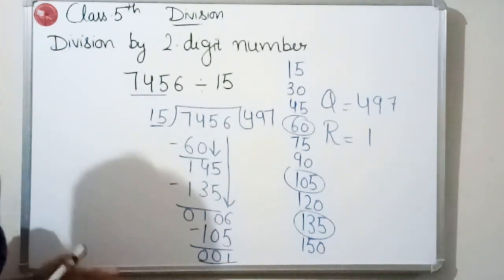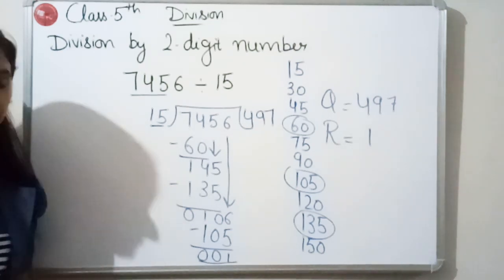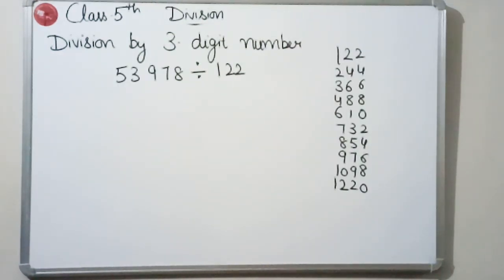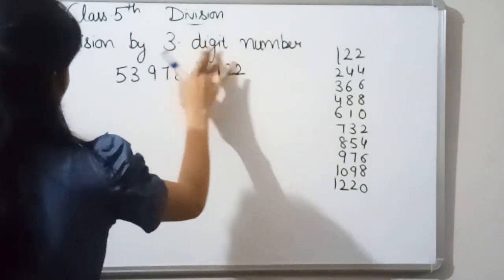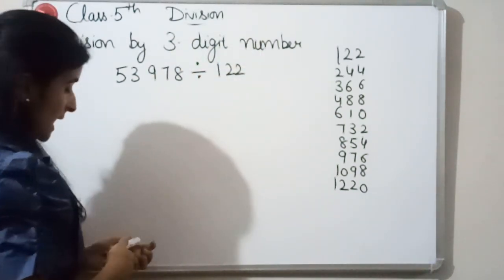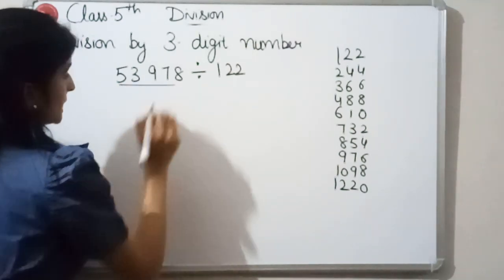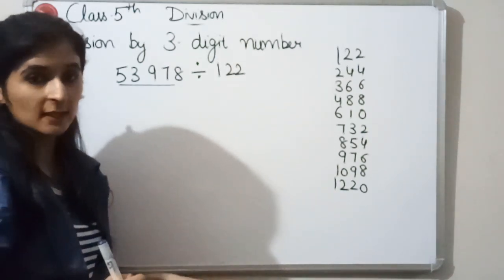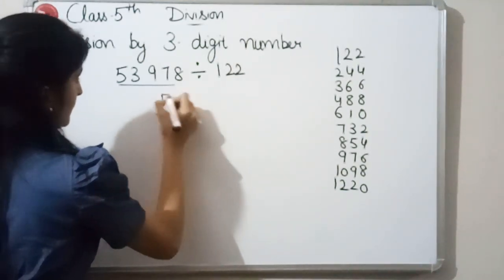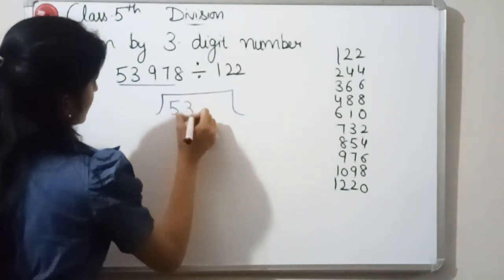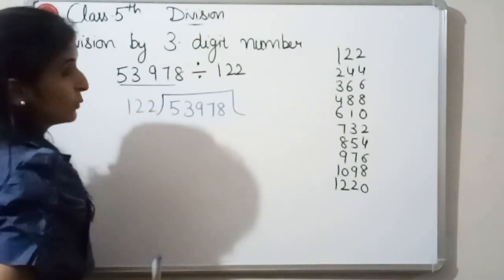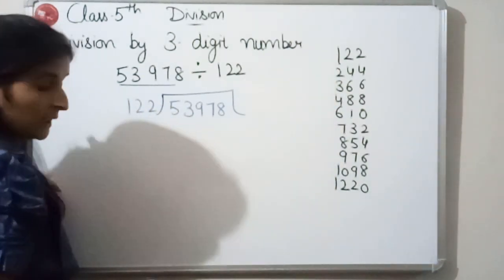Now let's move to division by a 3-digit number. Now let us start with division by a 3-digit number. So here we have to divide 53,972 by 122. This example I have taken from your book itself. So let us start doing this example. 53,972 divided by 122. I have already written the table here.